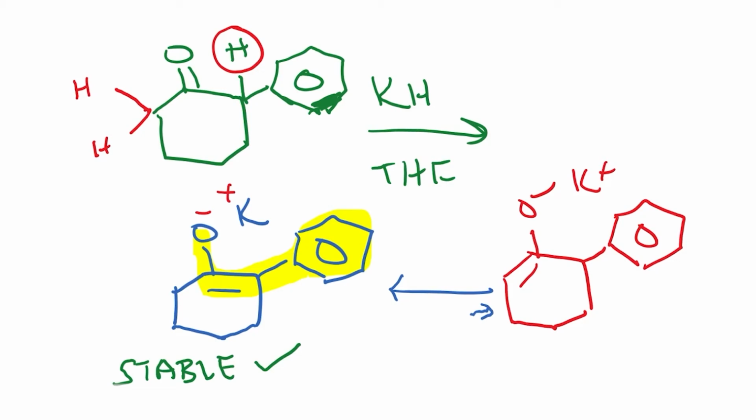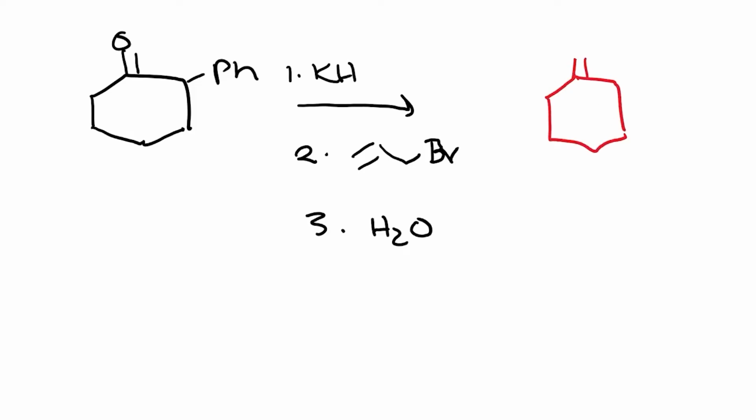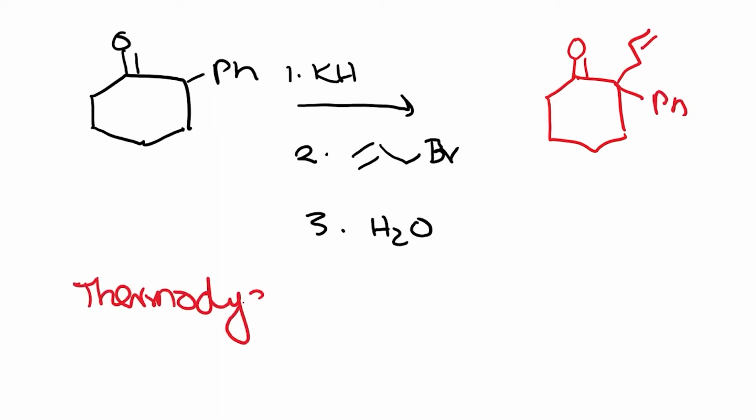Let me just write that out so that it's easy for us to follow, and I'll use allyl bromide as the same example here. Number one is KH, number two is allyl bromide, and number three is H2O. The product that we end up getting is this. So this tells us that this is under what is known as thermodynamic control, or the thermodynamic product is favored.